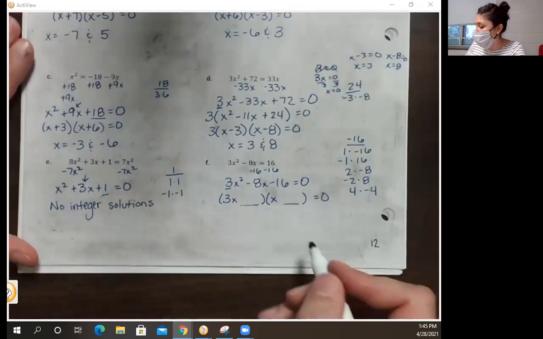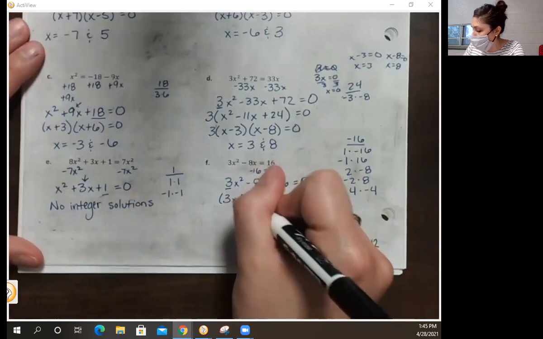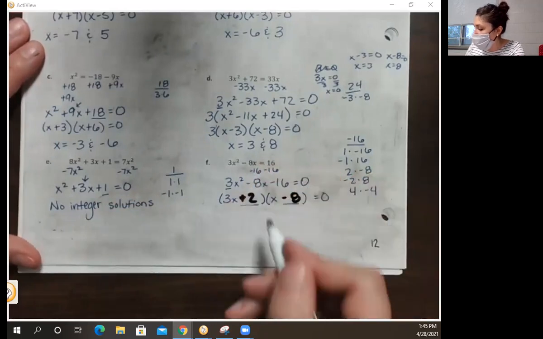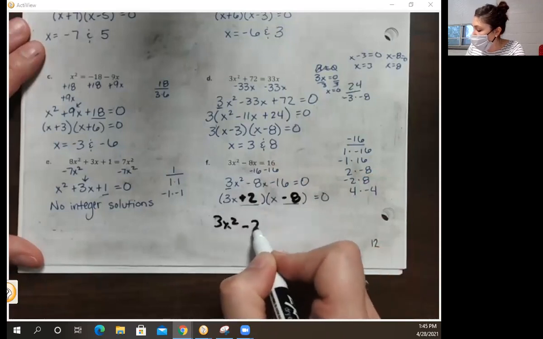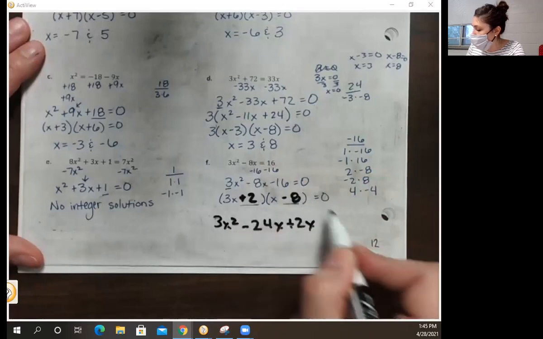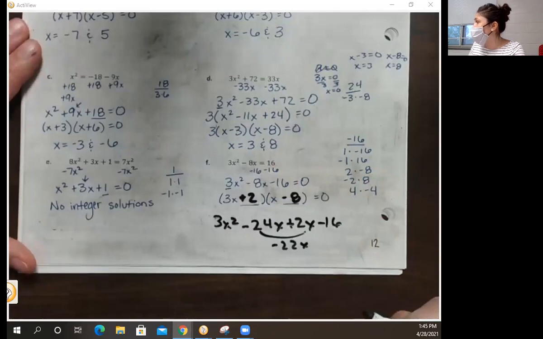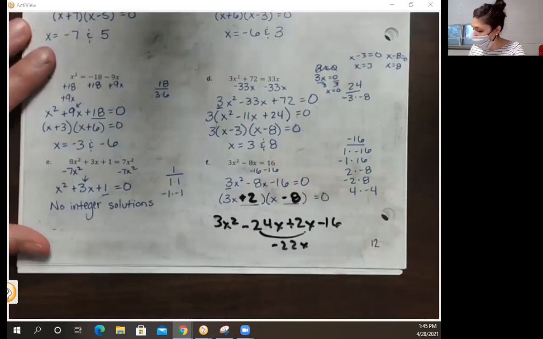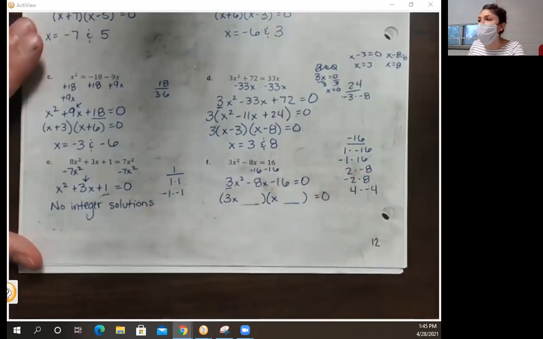2 times negative 8. Do you want the 2 here or here? In the front? So if I distribute this, I would get 3x squared minus 24x plus 2x minus 16. So this would be negative 22x. That one didn't work. Let's try something else.